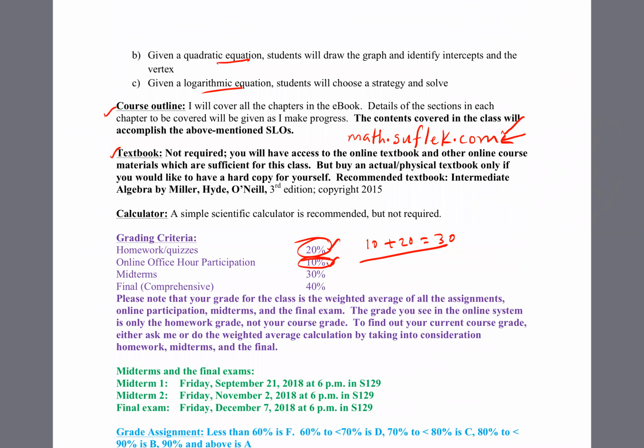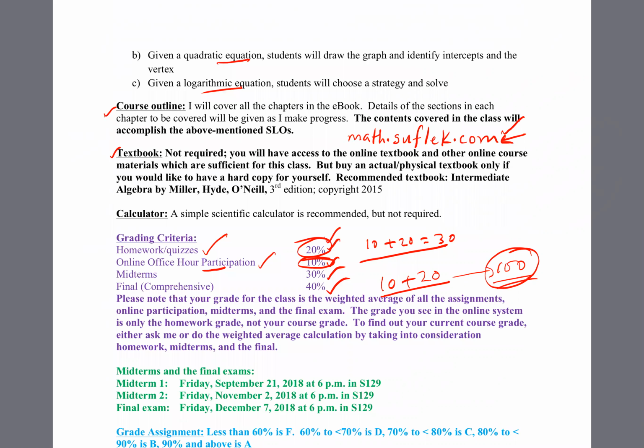In my opinion, 10% plus 20% leads to 100%, because your success in this class is basically going to be dependent on your performance on the homework and your participation in the office hours. If you do perform well on the homework and if you do participate in the online office hours through Zoom, you'll be doing well on the midterms and you'll be doing well on the final as well. So basically this 30% will lead to actually 100% success.